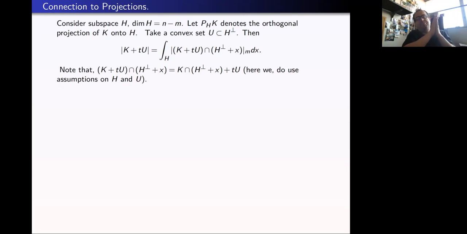It completely belongs to H perp. And so when you take this intersection, this is something you check algebraically, or make a picture, it's up to you. Then K intersect, then you have such equality. So you can kind of bring intersection through the Minkowski sum. Again, this is just wrong in general, but here we use the structure of H and U.